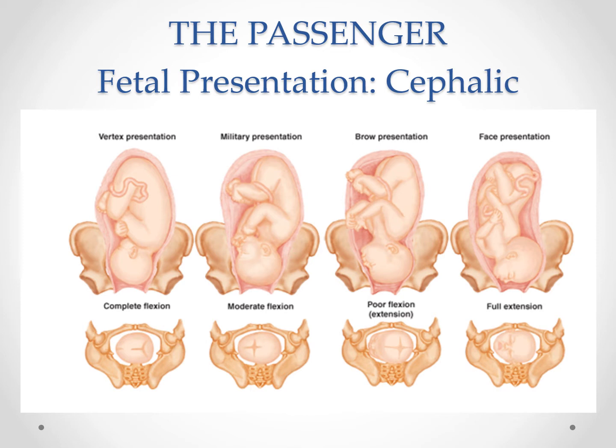Full extension, so the neck is fully extended back, the total opposite of flexion. Complete flexion on the left with the vertex, complete extension on the right with the facial presentation. And in fact, when you palpate, you will feel a little smushy mouth, nose, eyeballs. And I assure you that if you're competent in your cervical dilatation and cervical checks, you will be able to tell the difference between not only a head, hard part of the head, but a soft part of the face, or even soft part of the buttocks.